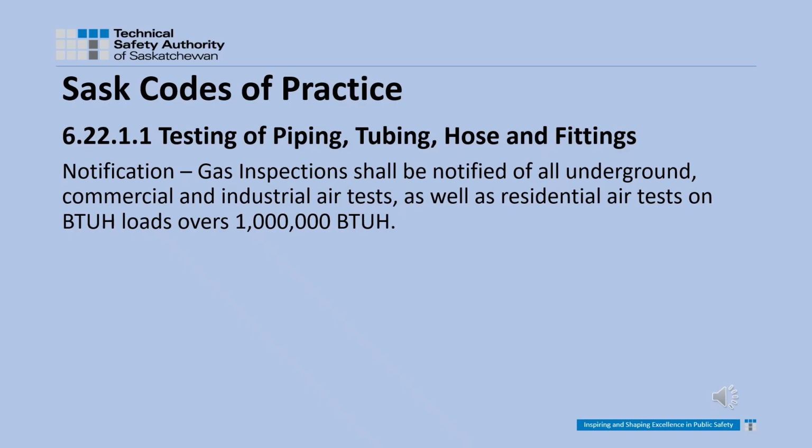6.22.11 Notification, in the Saskatchewan Codes of Practice, is an interpretation to the B149.1. This is stating what is already an industry standard to notify your inspector of air tests that need to be witnessed, but has been expanded to include residential installations over 1 million BTUs with the changes to the SaskEnergy meter set requirements. This is also the same requirement to notify inspections for startups over 1 million BTUs in 4.3.10 in the Sask Codes of Practice.